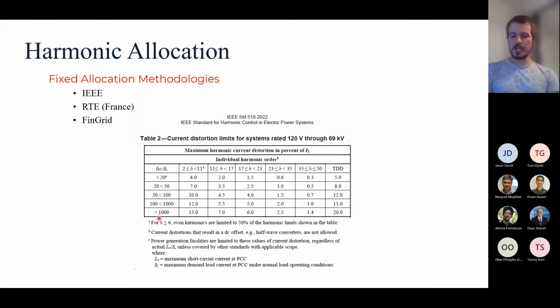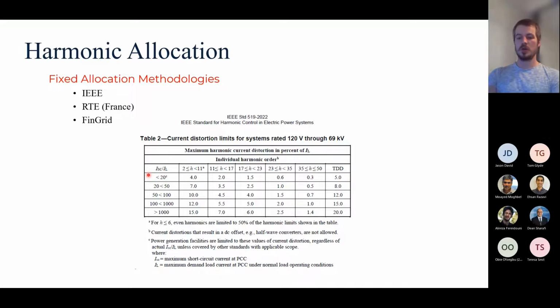Jumping back to fixed allocation methodologies and considering the IEEE method, there are also different methodologies, not the IEEE methodology, that exist in France. The TSO there, RTE, have their own entirely different methodology, and even the ways they manage harmonics in general are completely different. And also Fingrid have their own, but really they're all just different versions of the same thing. It all boils down to simply a table or a very simple equation in which basically all you need to know is the short circuit ratio of the installation itself.